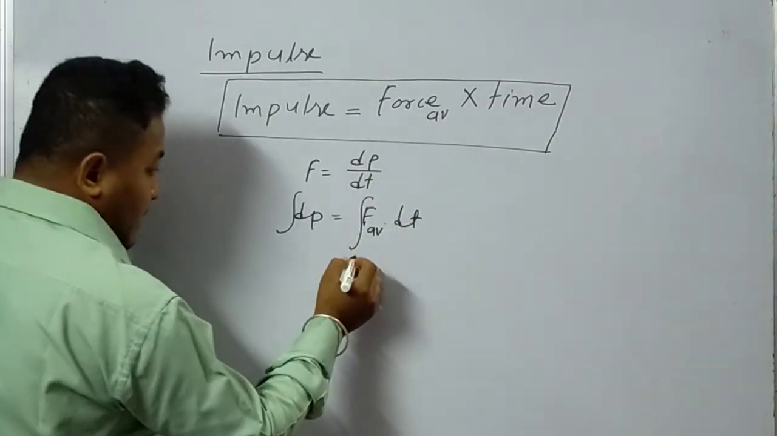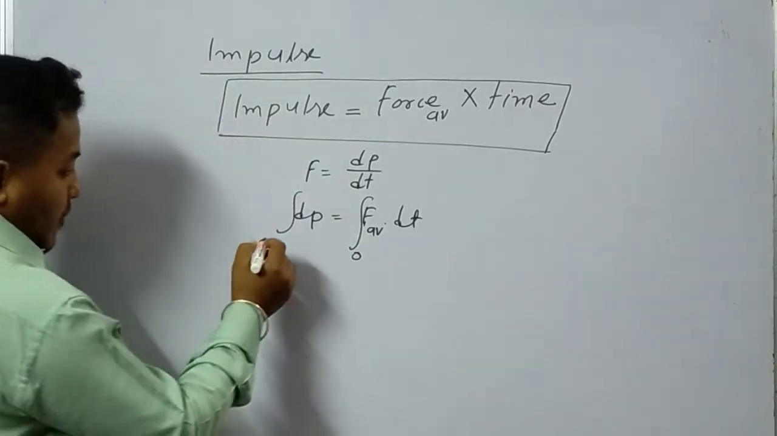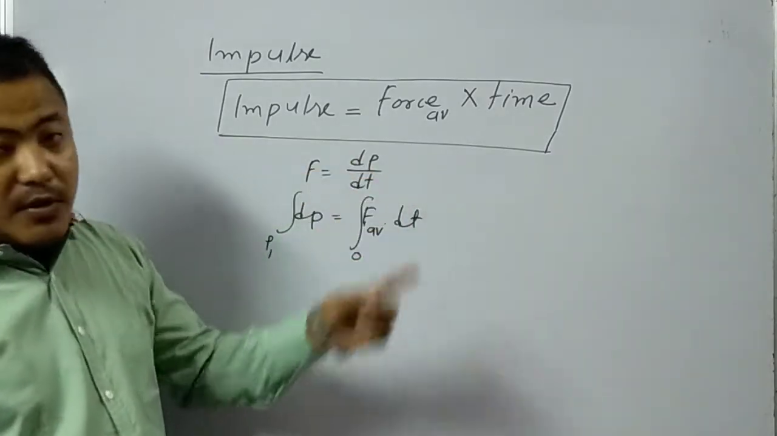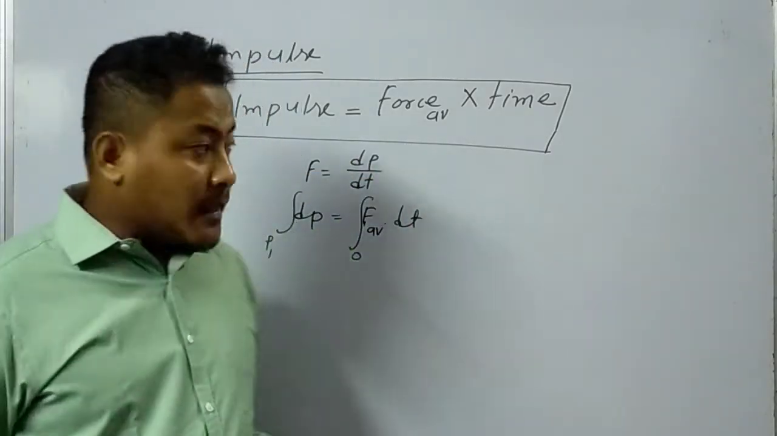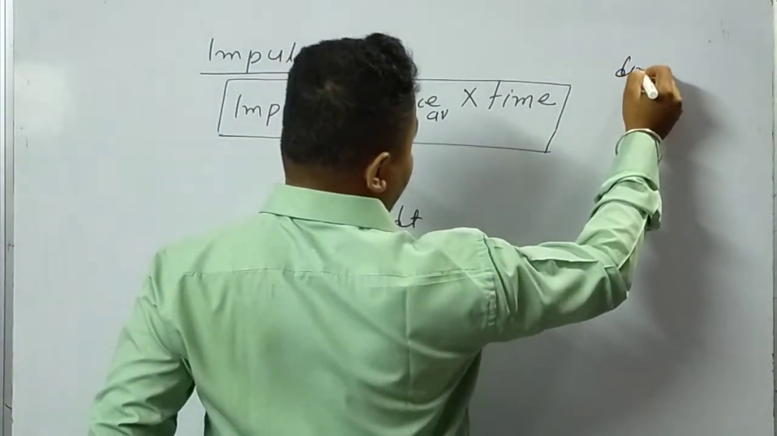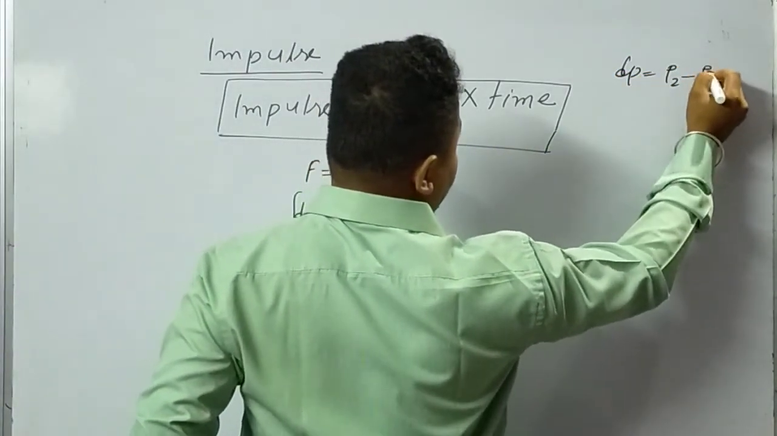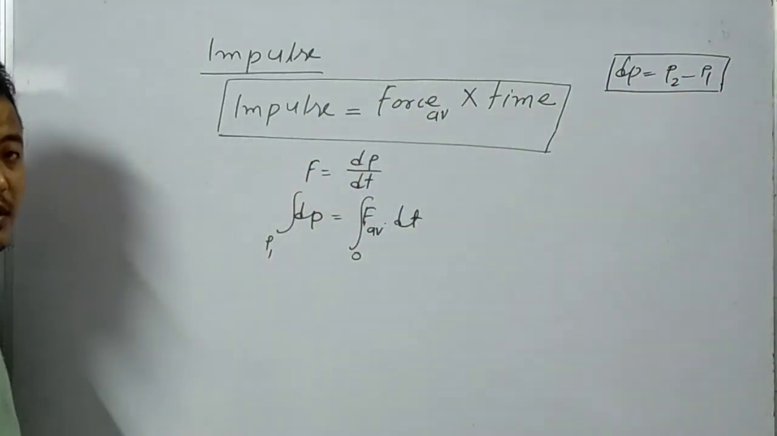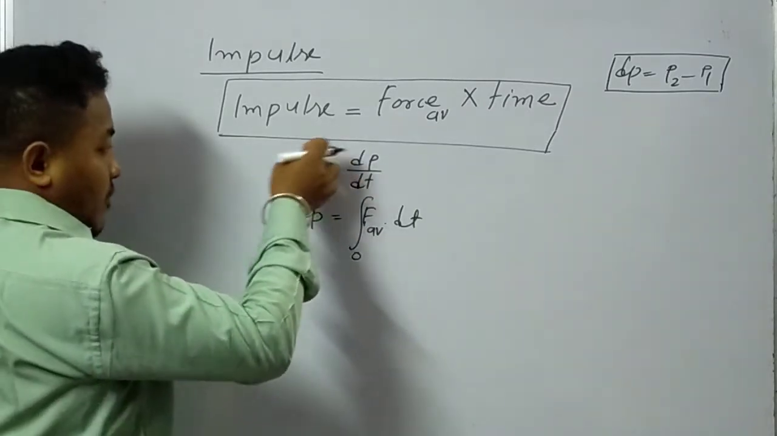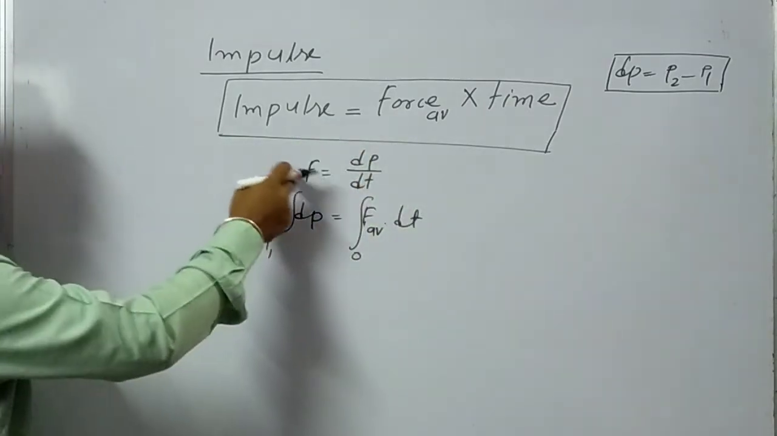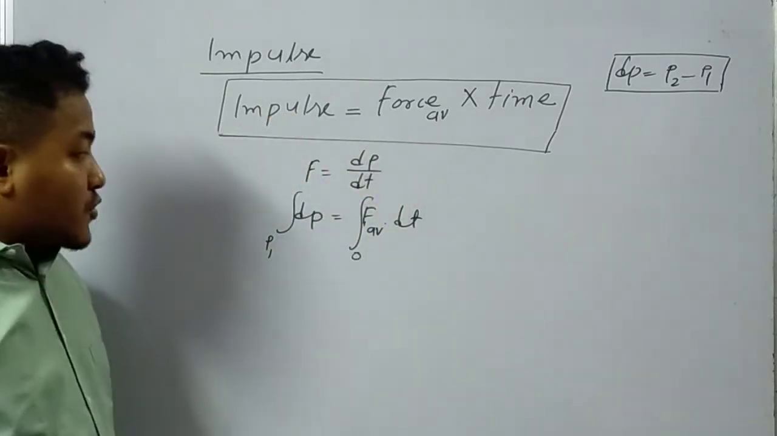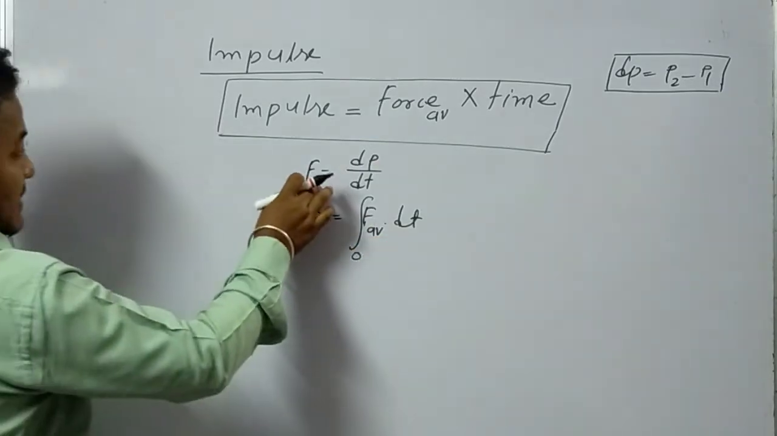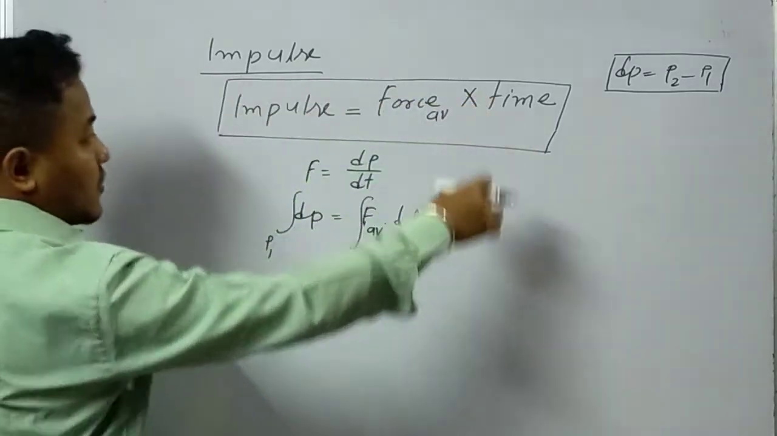When time t was 0, suppose momentum was p1, because this dp means the change in momentum, and we can say that dp is nothing but p2 minus p1. That will be your change of momentum. So this is from Newton's second law, F is equal to dp by dt. Here I have taken dp out, so it is average force into dt. I told you that this is average force, as I am following this definition of impulse.